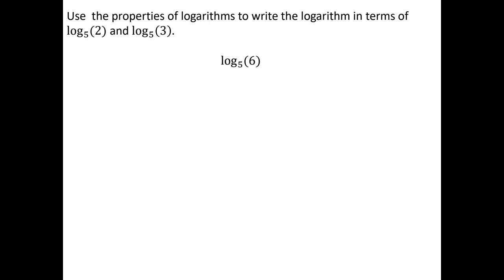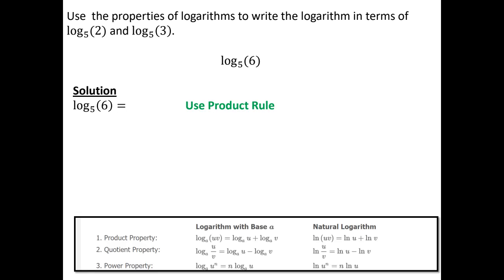Okay, it says use the properties of logs to write the logarithm in terms of log base 5 of 2 and log base 5 of 3. All right, so I look at this log base 5 of 6. Okay, and what I'm going to do is use my product rule for properties, and I put my properties down here, some other fundamental properties of logs. My product rule says this: if I have a log of a base and I have two things that are being multiplied inside, I can expand it or use the product rule to have two logs by doing addition. So let me show you.